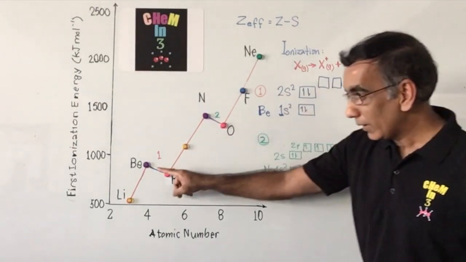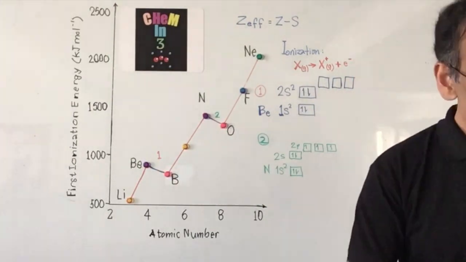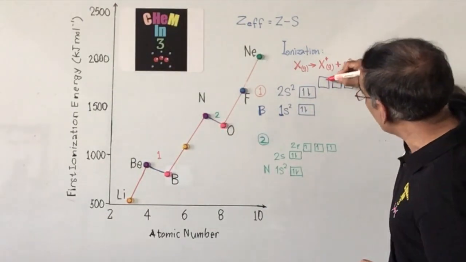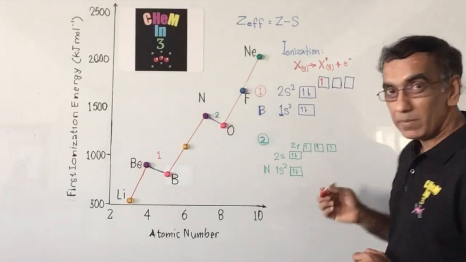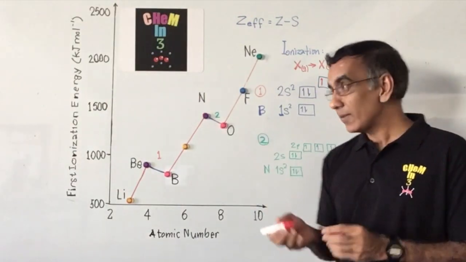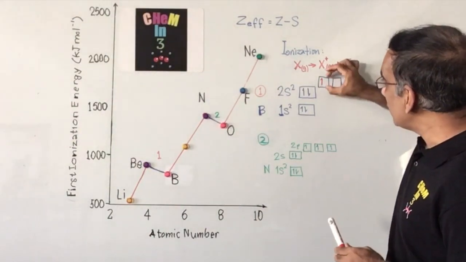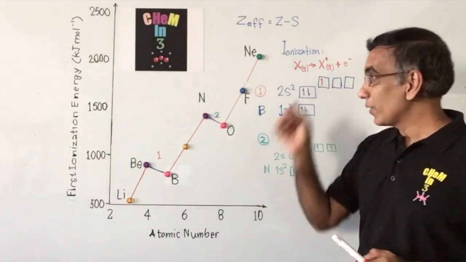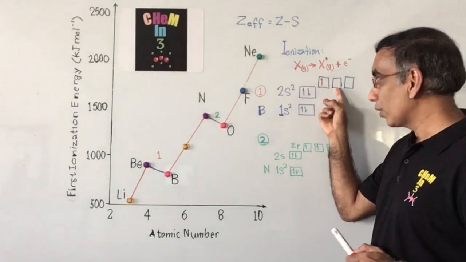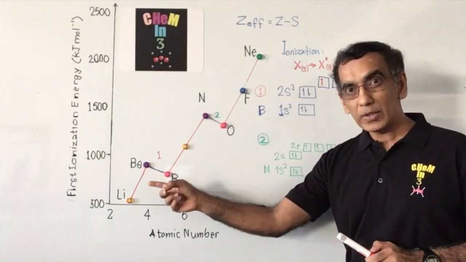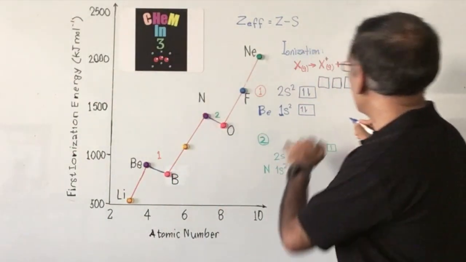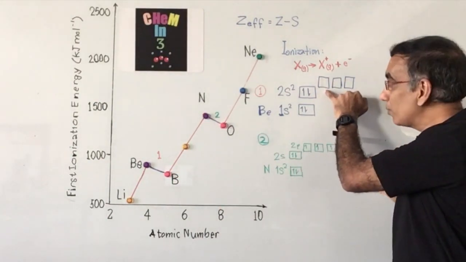But when you move from beryllium to boron, then that extra electron for boron goes into a slightly higher energy level. And because it's at a slightly higher energy level, it becomes that much easier to remove this electron. So the first ionization energy of boron is just that little bit lower than the first ionization energy of beryllium, which has nothing in its 2p orbital.